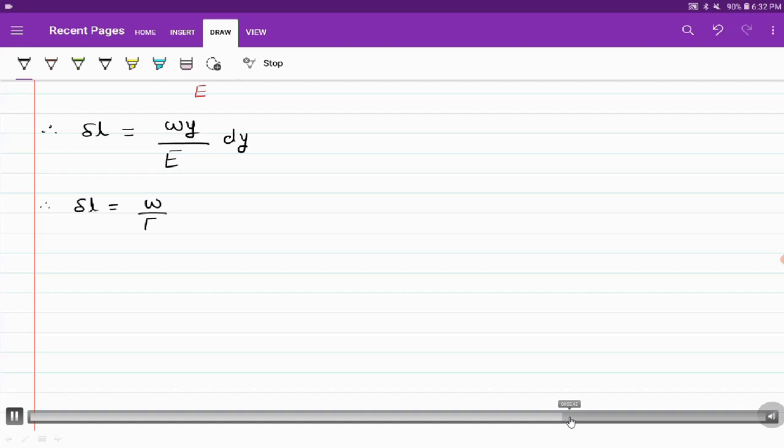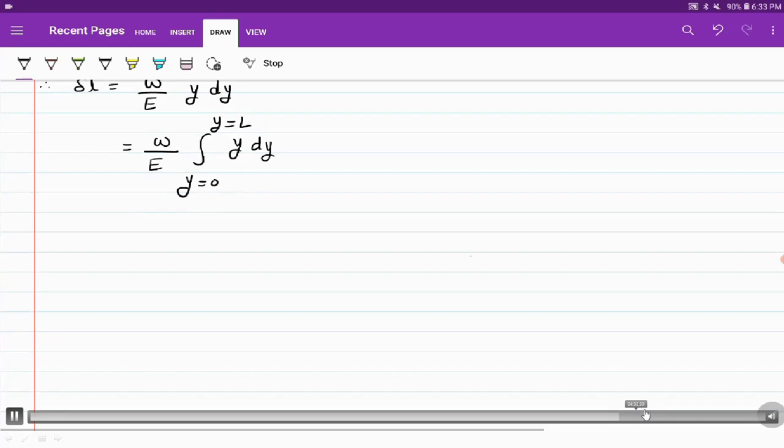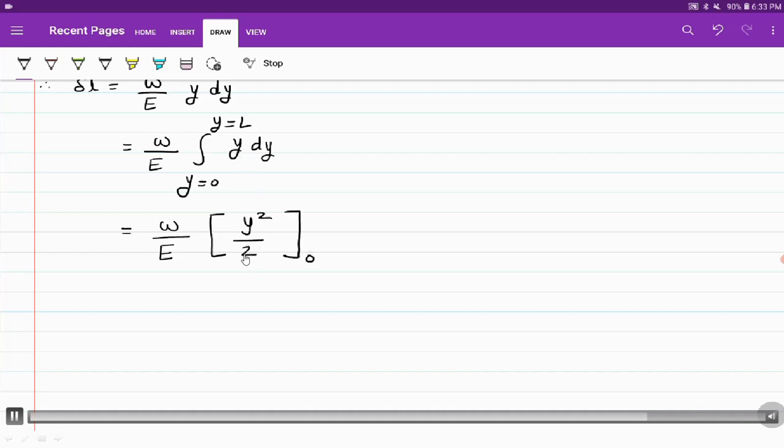So this is w upon E, y dy, and integrate it from y is equal to 0, the starting point, up to the end point, that is y is equal to L, so that we'll get the total elongation of this particular bar. Now integration of y is y square by 2. Take these two outside so that we can apply the limits. Lower limit is 0, upper limit is L. So w upon 2E, y square from 0 to L.